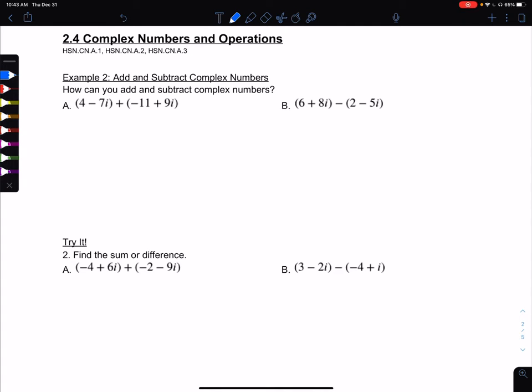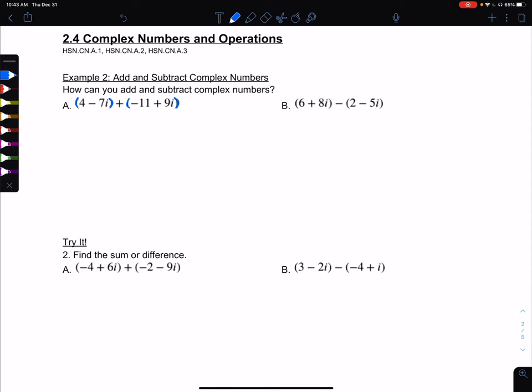Here we're going to look at example 2 where we are adding and subtracting complex numbers. So we're just asked, how can you add and subtract these complex numbers? Part A, we have 4 minus 7i. Again, be careful, we have this parentheses here. So you want to note those.